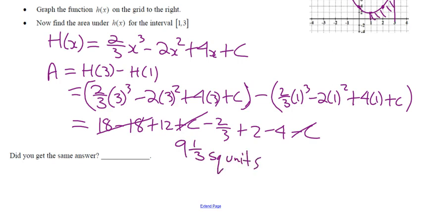Did you get the same answer? Well, if you've done enough worksheets at this school, you know that when it says, are they the same? 97.5% of the time, it's yes. So it's the same, right? So we don't have to work out separate areas and then subtract, right? We can just subtract one function from the other.